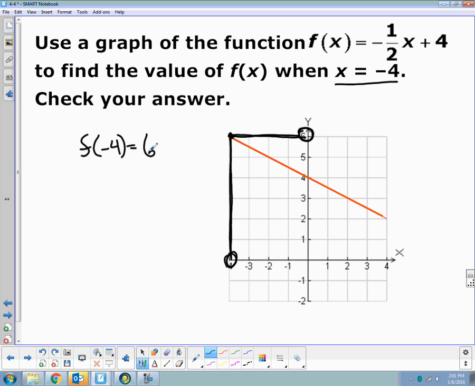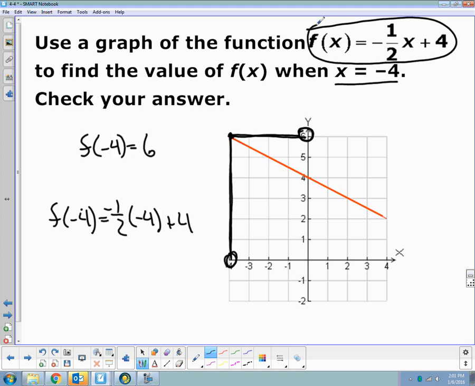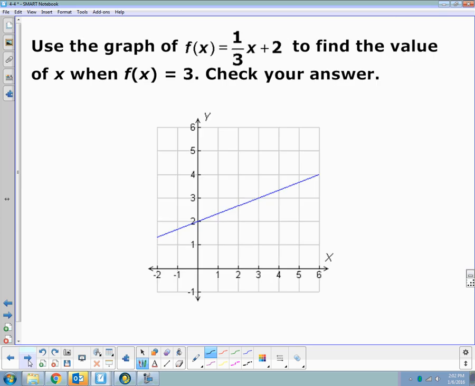And we can check that result by substituting. f of negative 4 is negative 1/2 times negative 4 plus 4. We can substitute it back into the original function and say, well, negative 1/2 of negative 4 is 2, plus 4 is 6. So sure enough, f of negative 4 does work out to be 6. And that was the bell.